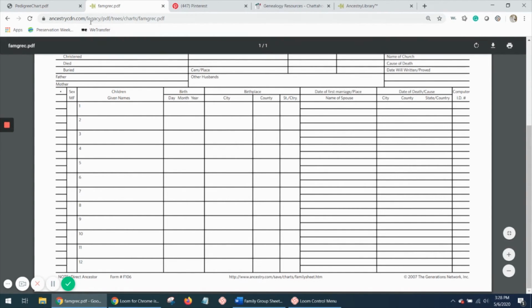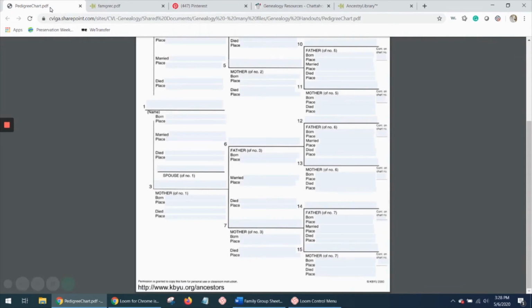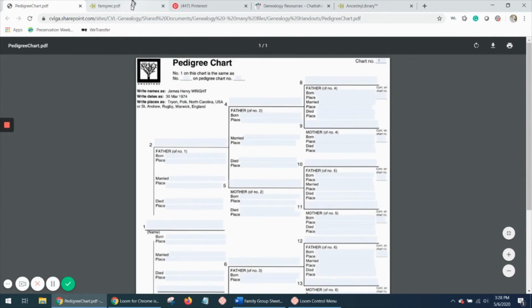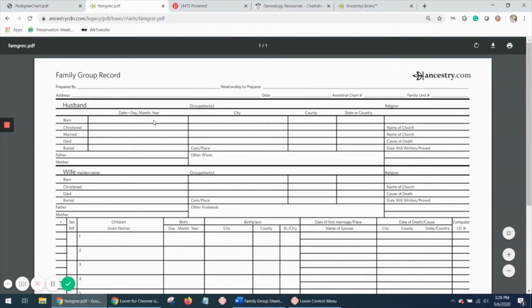So once you complete a pedigree chart and a family group record, you'll have a great foundation to search your ancestors to build your family tree. So visit the library's genealogy resource page to get started on your research.